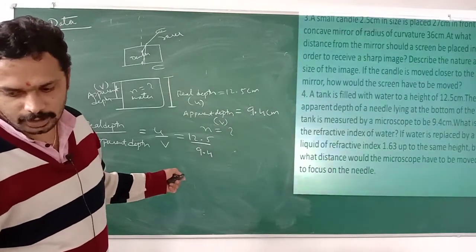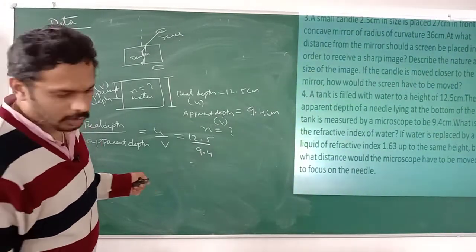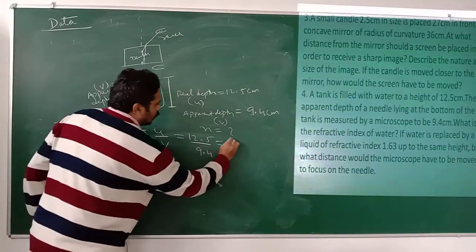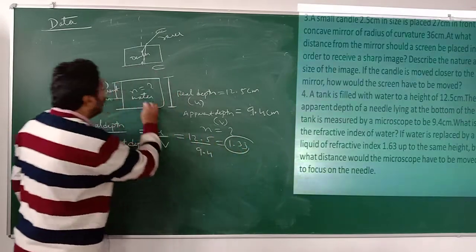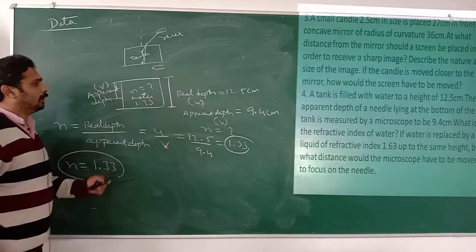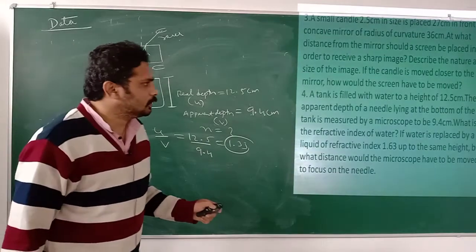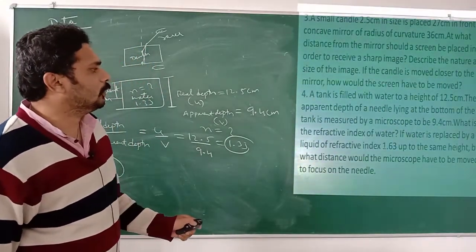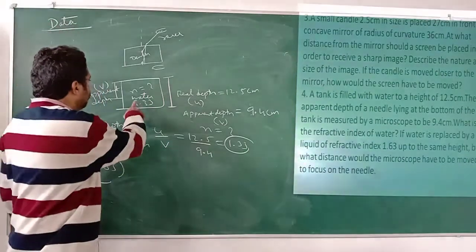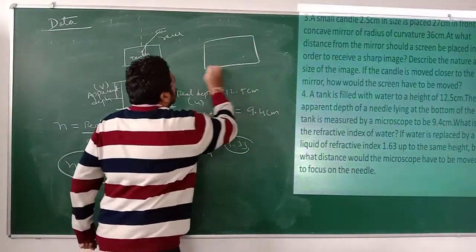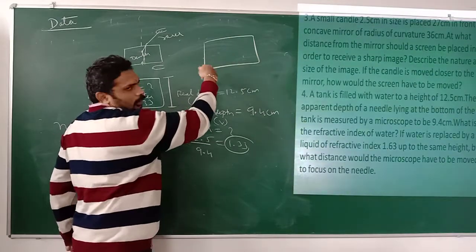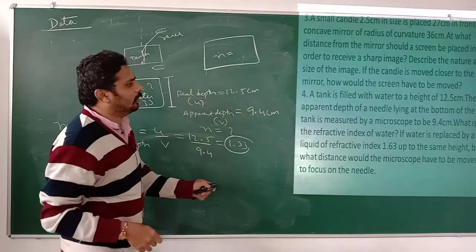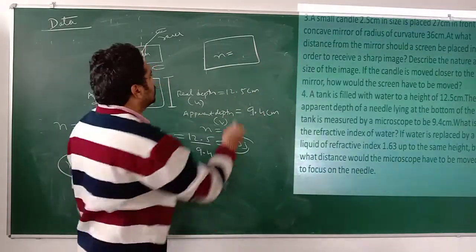From this, what is the value? 1.33. We got 1.33. 1.33 is the refractive index of water. Now after that, if water is replaced by a liquid of refractive index 1.63. Here we took water, but now we are using another liquid. They gave the refractive index of the liquid: 1.63.